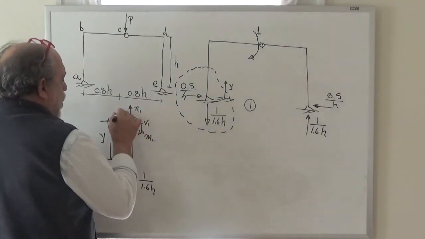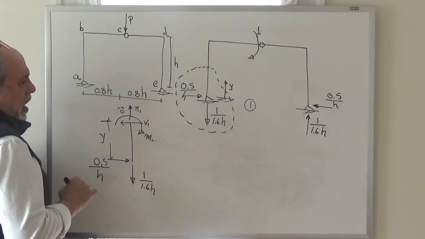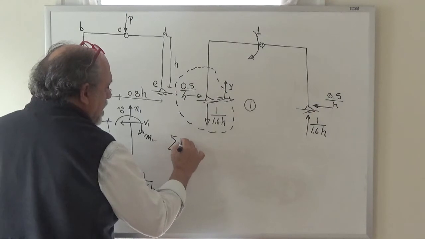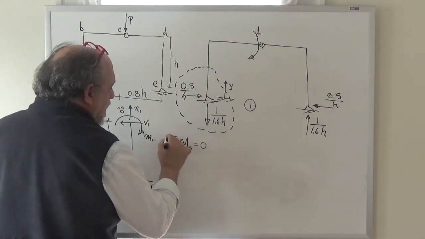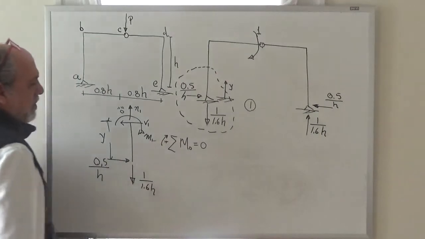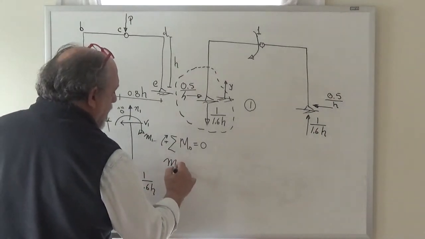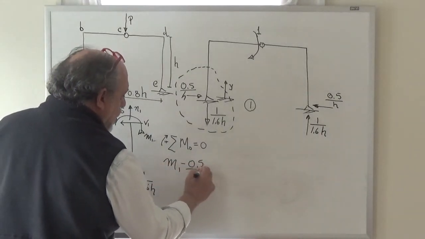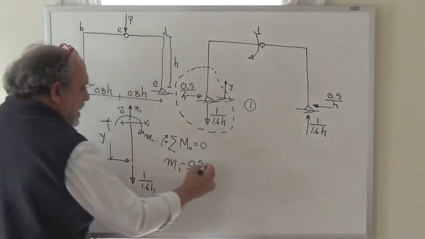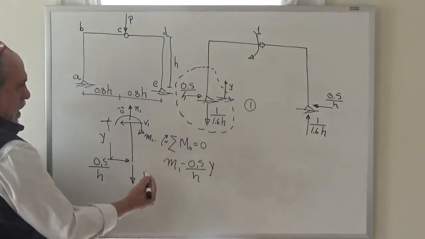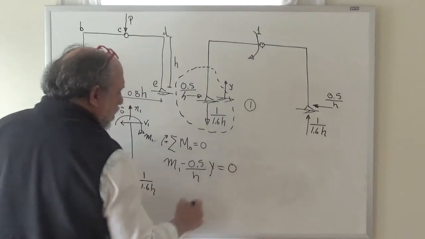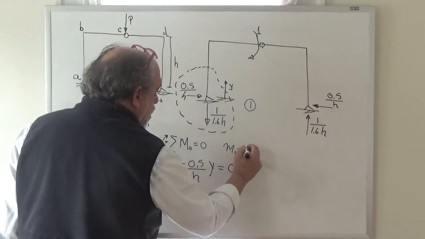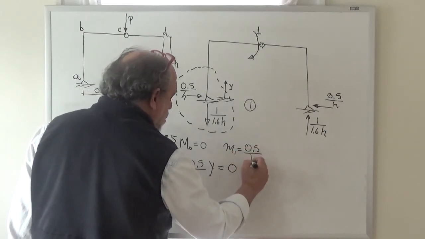Summing moments about point O, which is the place where I just cut through in the bubble, I can say sum of the moments about O equal to 0, taking clockwise as positive. I have M1, that's clockwise, minus 0.5 over h multiplied times y. I don't see anyone else having a moment, therefore that is equal to 0. And we find that M1 is equal to 0.5 over h times y.